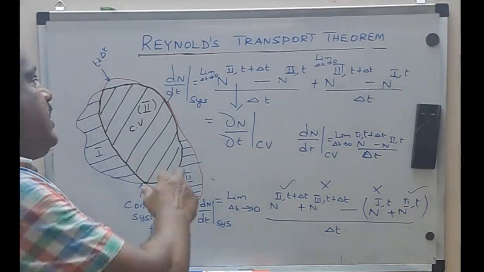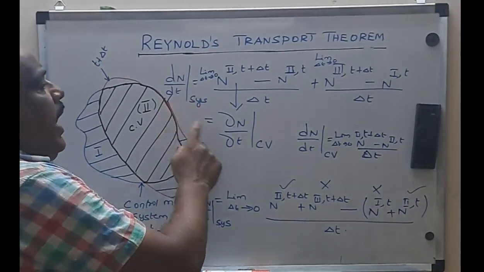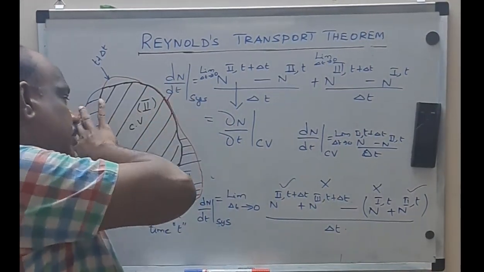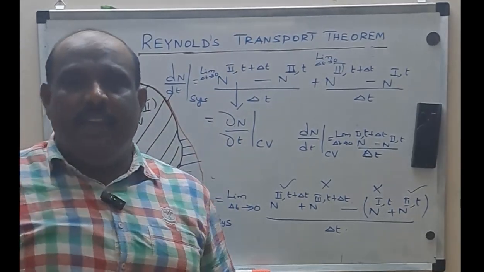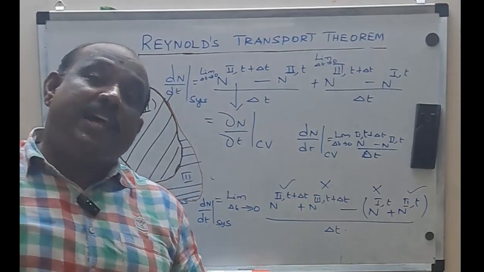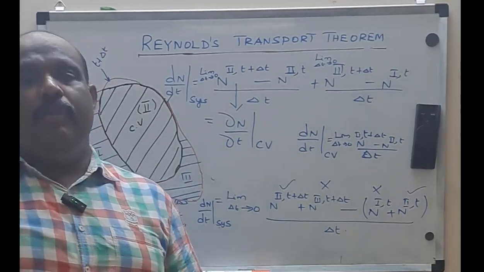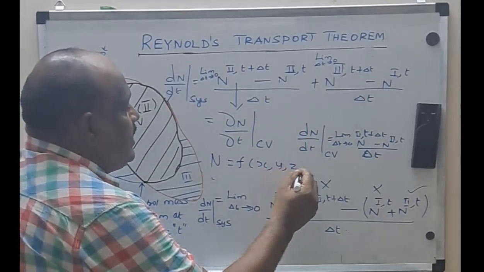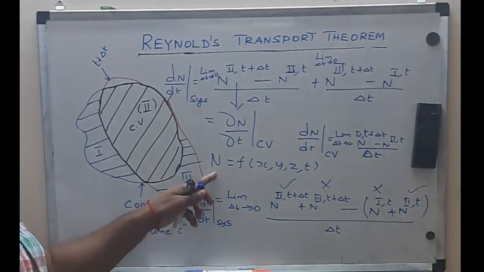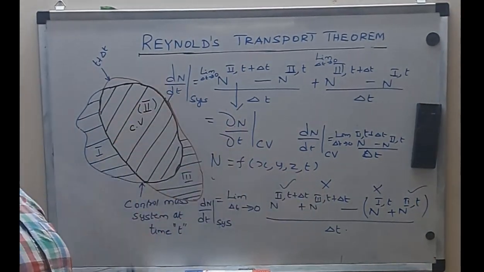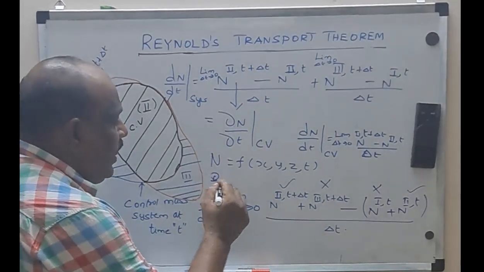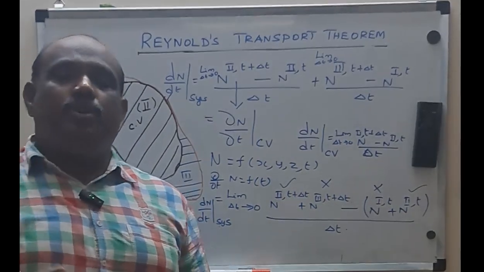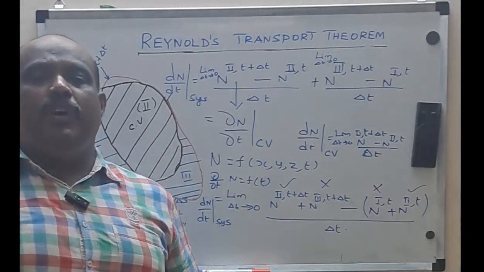So I want to give the difference between this capital D n by dt and dou n by dt. Here the n, the extensive property, is not only varying with respect to time, but also varies with respect to space. This Dn by Dt is called the substantial derivative or the total derivative, where n is a function of x, y, z and t. When I am going to have only dou by dou t, then n is a function of only t. So there is no need to go for Dn by Dt. It's enough to go for dou n by dou t.